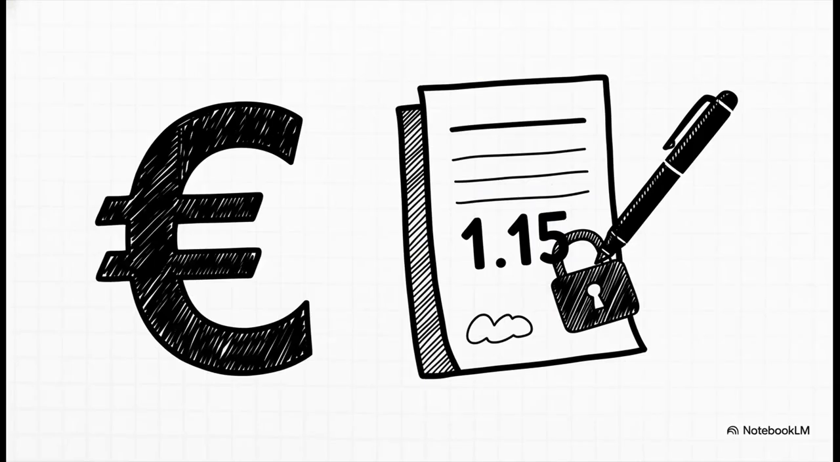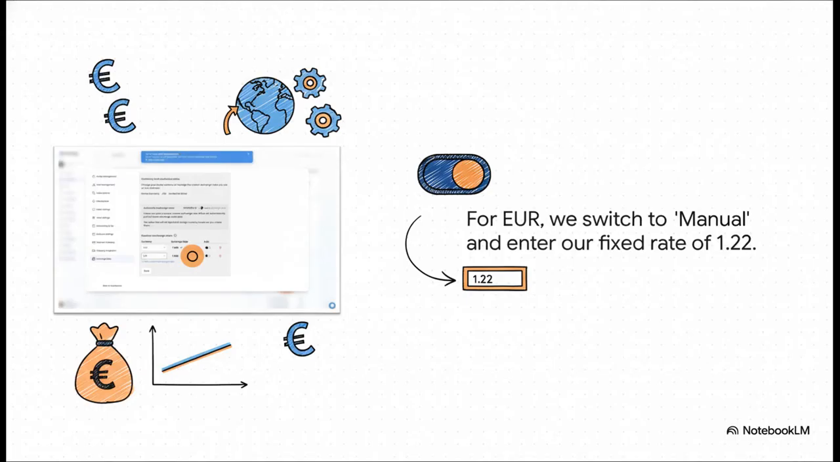Okay, so let's tackle a different scenario. Imagine you've just signed a big contract with a European client, and you both agreed to a fixed exchange rate for the whole project. This is exactly where the manual rate becomes your new best friend. So this time, after we pick EUR for the euro, we're going to click that auto toggle to switch it off. See how that opens up the field? Now we can type in our own specific fixed rate. In this case, we're setting it to 1.22.